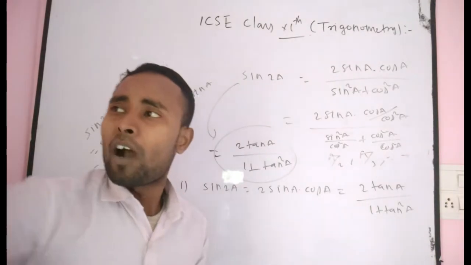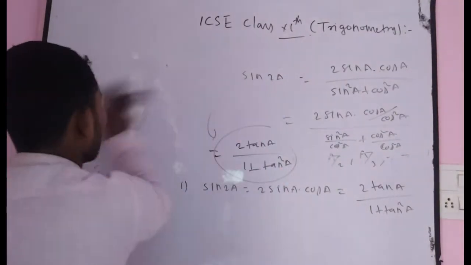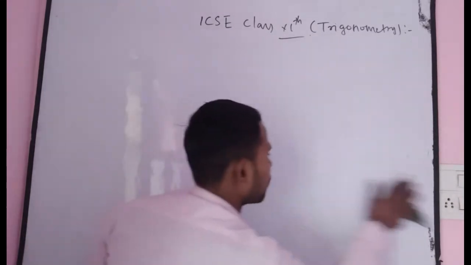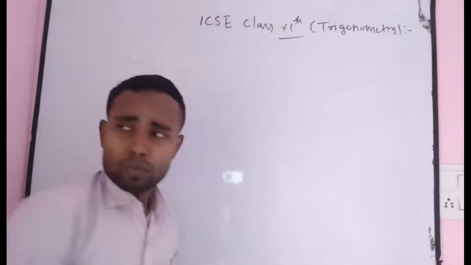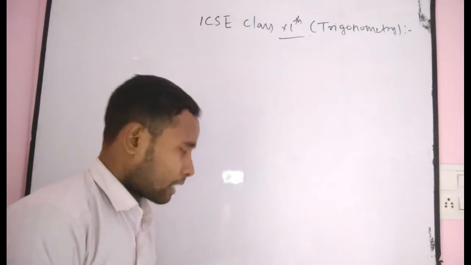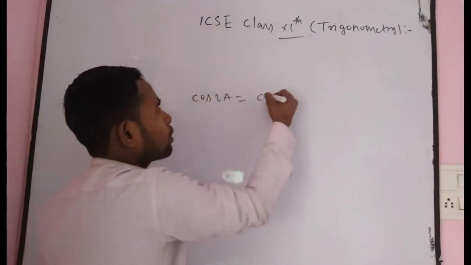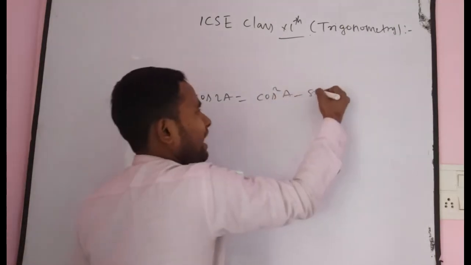Similarly, now I want to give another formula, which is related to cos 2a. Cos 2a is equal to what? Cos 2a is equal to cos square a minus sin square a.